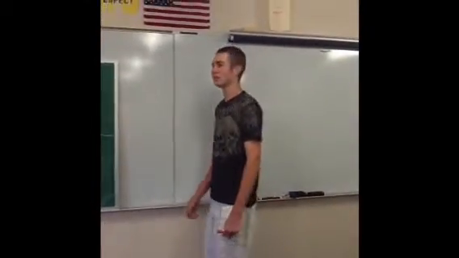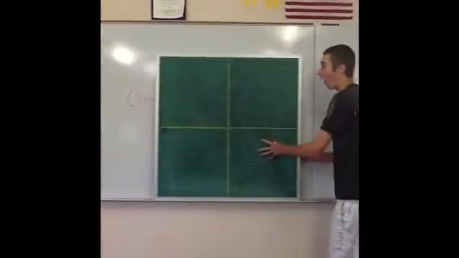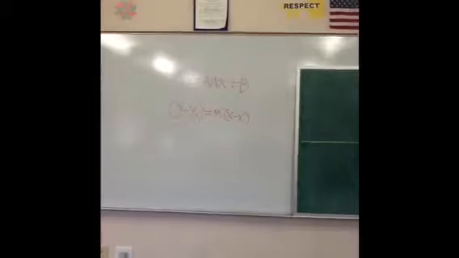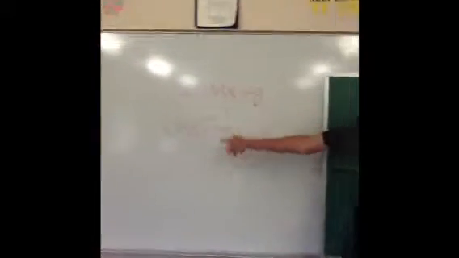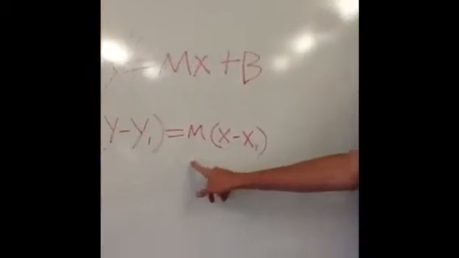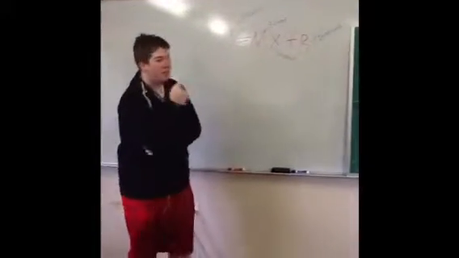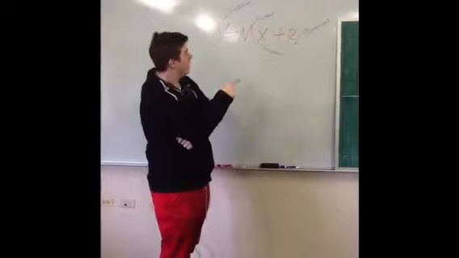First thing you need to know is the two forms of line equations, which are y equals mx plus b and point slope form. Alright, so here's our first equation, y equals mx plus b.